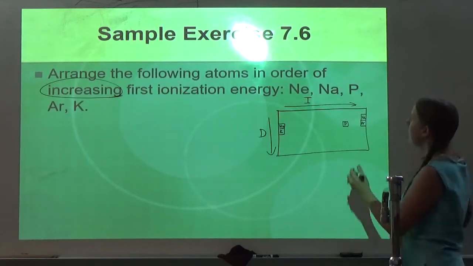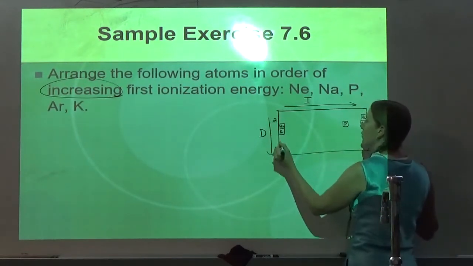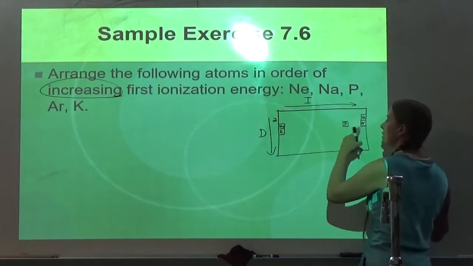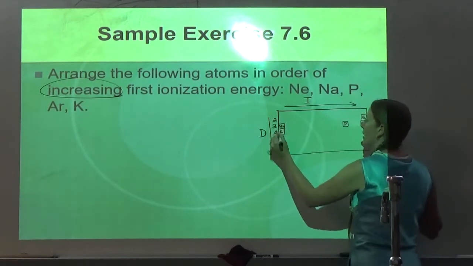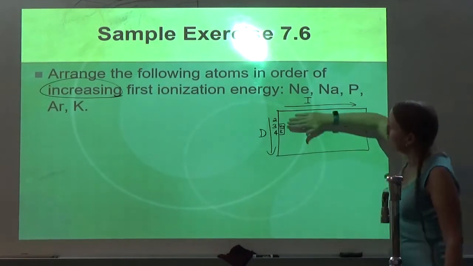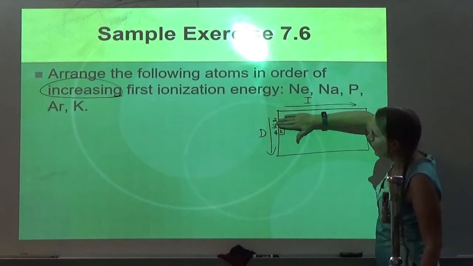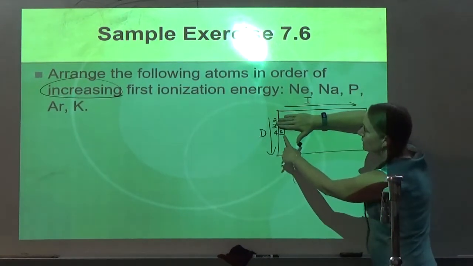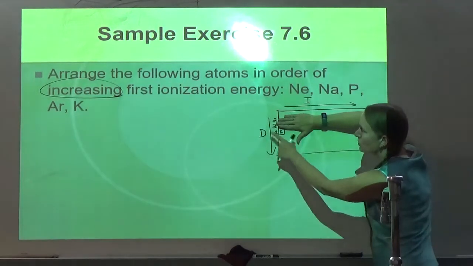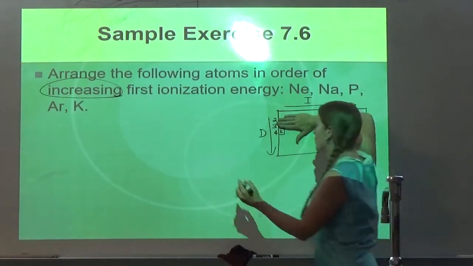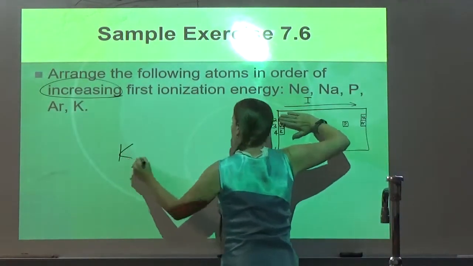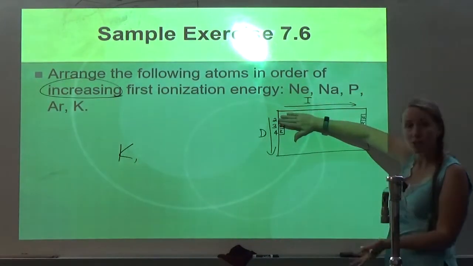Okay, so neon is in the second energy level. Sodium, phosphorus, and argon are in the third, and potassium's in the fourth. I'm not worried about the second or third right now. Potassium's the lowest. It has the most energy levels, so it's going to have the lowest first ionization energy.